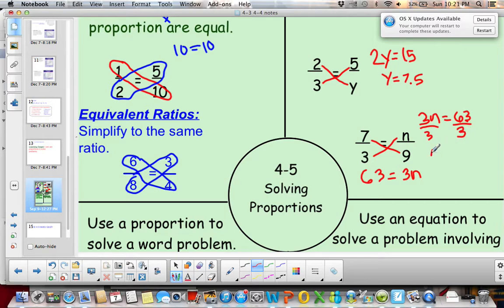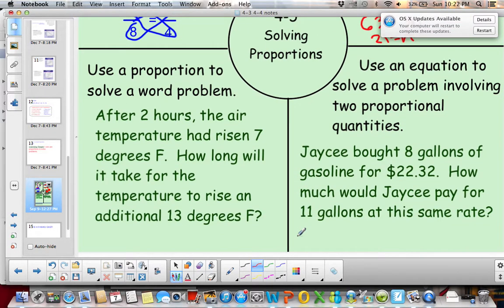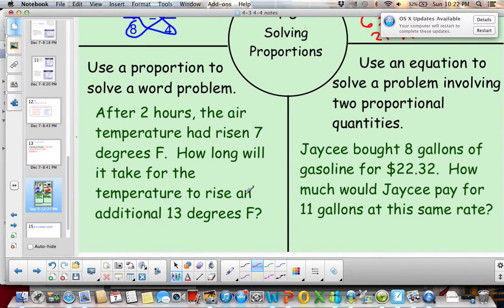And we get n equals 21. Or here we would get 21 equals n, but then we do always want to write it the correct way, with our variable first and then equaling the number.